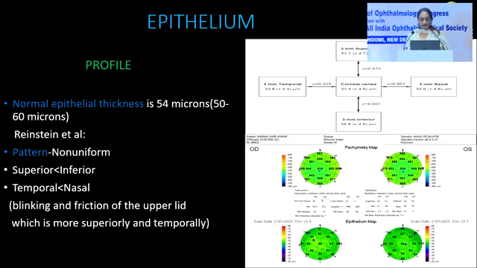The normal epithelial thickness is about 54 micron, ranging between 50 to 60 micron, and it is non-uniform in pattern. The superior being thinner than the inferior and the temporal being thinner than the nasal, and this is due to blinking and the friction of the upper lid, which is more superiorly and temporally.